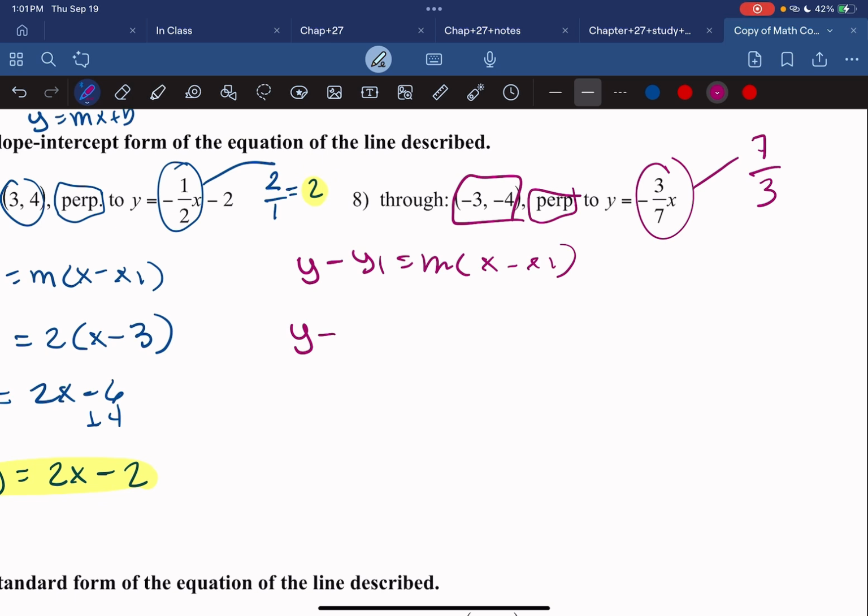Y minus y1. Our y is negative 4. Going to be plus 4 because negative and negative makes a positive. Equals our new slope, 7 over 3, times x plus 3. Negative and negative makes a positive. We've talked about this. Okay, let's multiply everything by 3 to get rid of the ugly fraction.